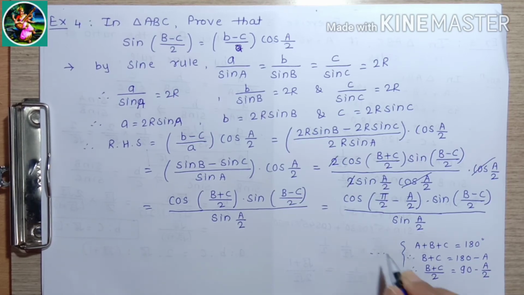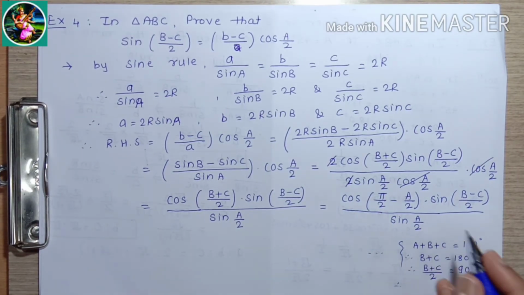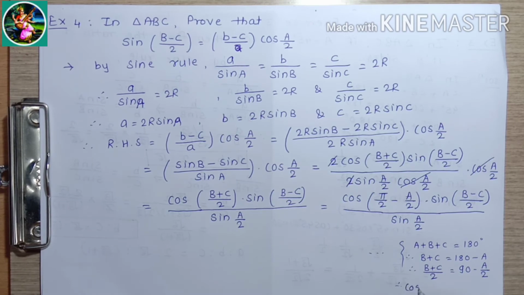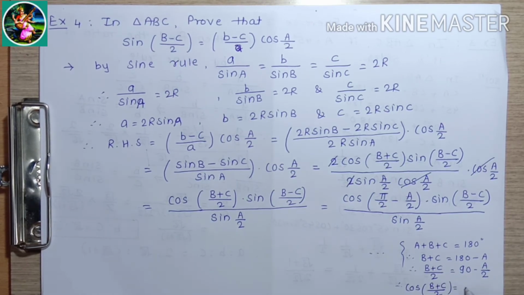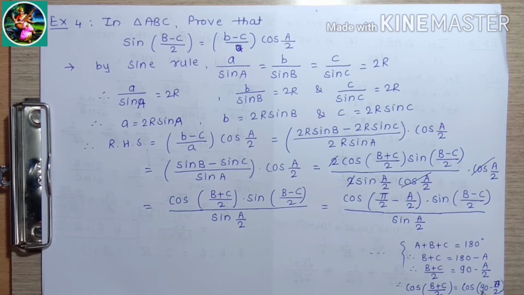Therefore, here if we apply the cos ratio on both sides, we get cos of (B plus C) upon 2 is equal to cos of (90 minus A upon 2), and that cos of, now we know that cos of (90 minus theta) is sin theta.